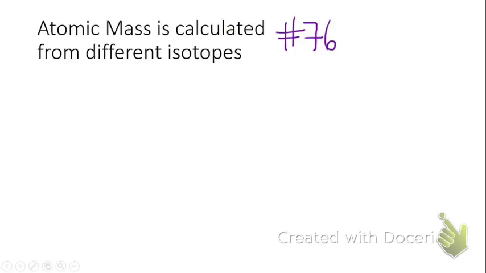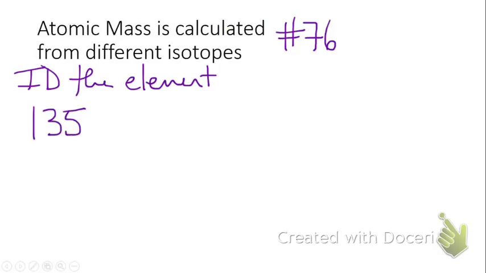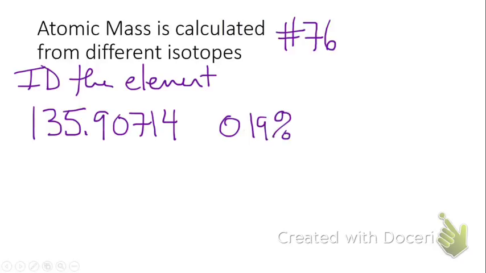Number 76, what we are trying to do in this problem is to identify the element. But we don't know the atomic mass of that element. What we do know are the different isotopes and their abundance in nature. So, this element, one isotope, weighs 135.90714 grams per mole, and its abundance is 0.19%.